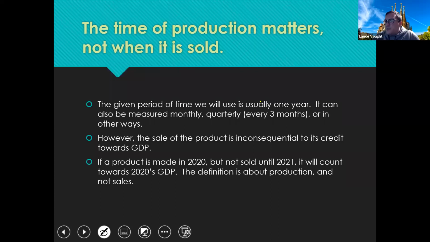And again, the sale of the product is inconsequential, meaning it doesn't matter. If a product is made in 2020 but not sold until 2021, it will count towards 2020's GDP. It won't count towards 2021's GDP. And also the value of it will be equivalent to the sum of the intermediate goods, not the value added, because there is no value added in the year in which it was produced.